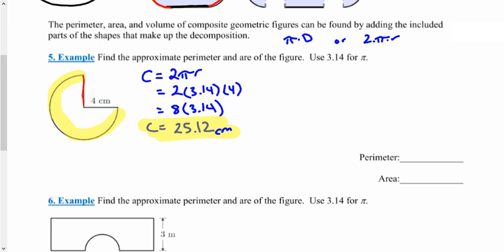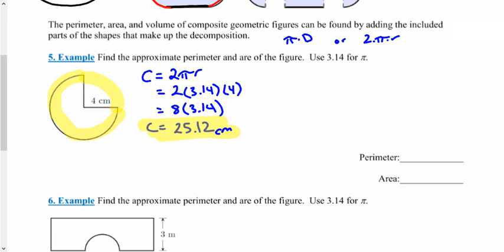Now I've got to do this other part. I've got to do this part here because this is a composite figure, meaning it's made up of more than one thing. Oh, nope. I've found the whole circle. That's what I found right there. Do you guys see that? Man, I'm glad I double checked. I have found the whole circle.